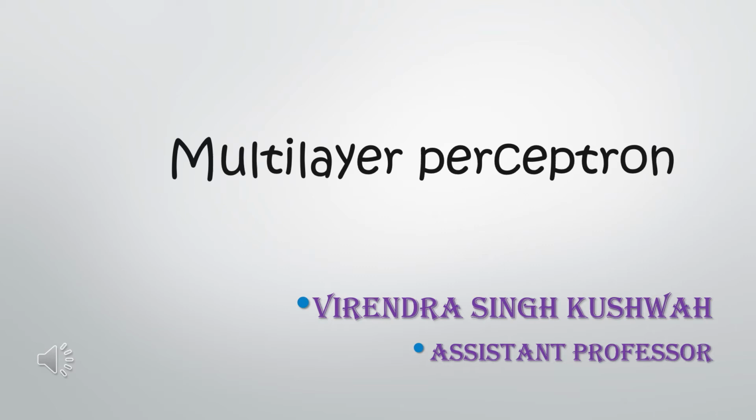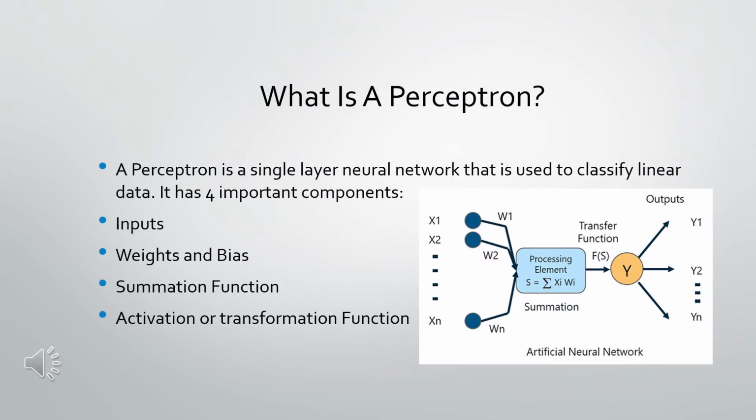Good morning all. Today we have the topic multi-layer perceptron in the machine learning subject. Now what is a perceptron? A perceptron is a single layer neural network that is used to classify linear data. It has four important components. First one, inputs, weights and biases, summation function and activation or transformation function.